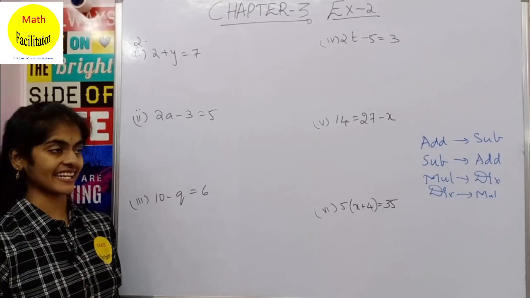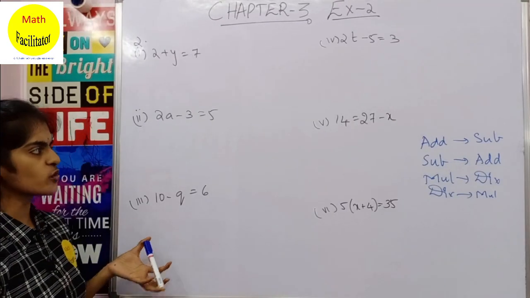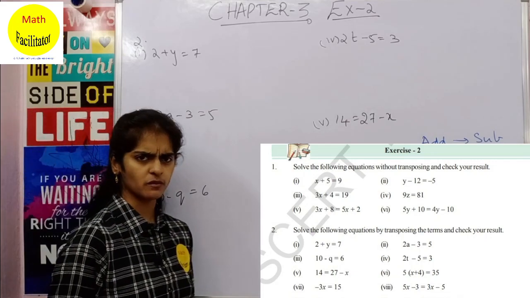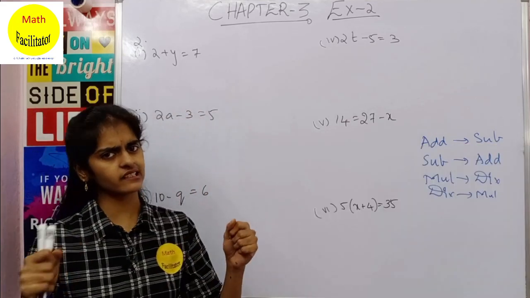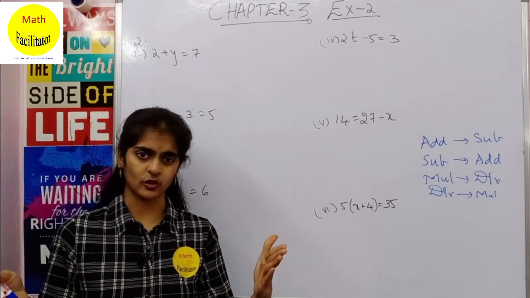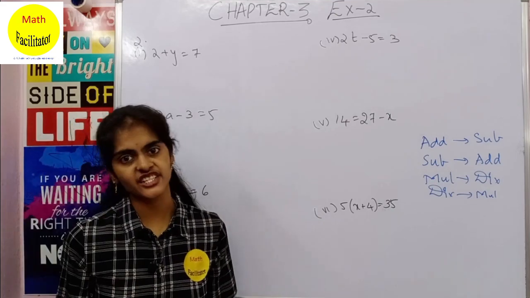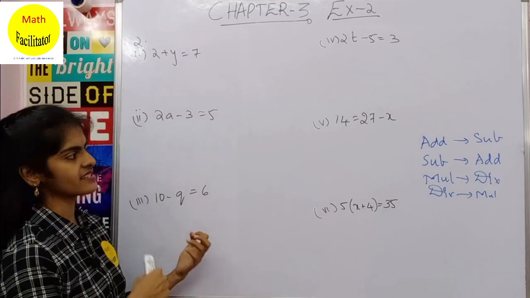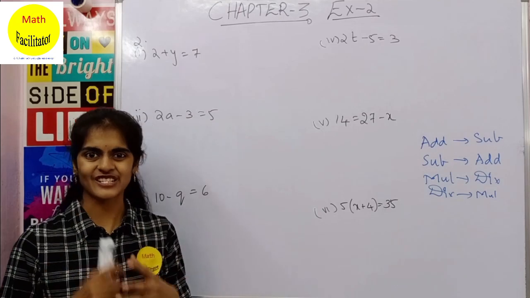Yes, moving on to the second question. You have to solve these equations by transposing. In the earlier problem we have been adding, subtracting, multiplying, dividing on both the sides of the equation, and you had to solve the LHS as well as the RHS, right? Now this method is even simpler. How? Let us do it and learn.